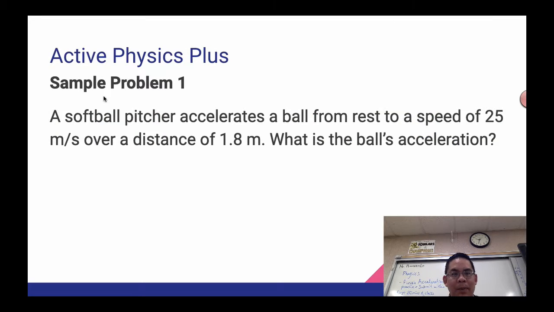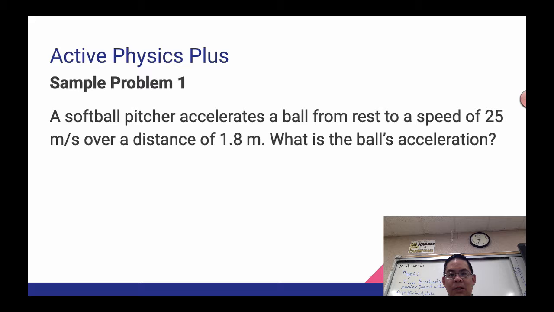Okay, let's look at sample problem number 1. Why don't you take some time to copy this down. A softball pitcher accelerates a ball from rest to a speed of 25 meters per second over a distance of 1.8 meters. What is the ball's acceleration? Pause, copy, and then solve.